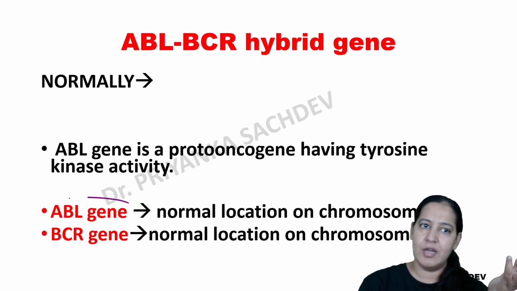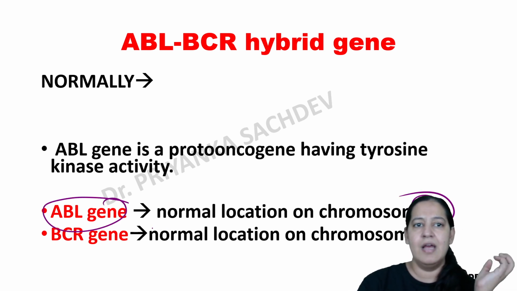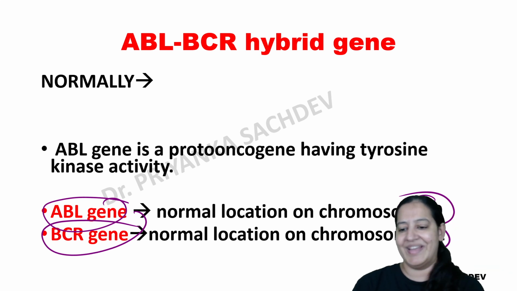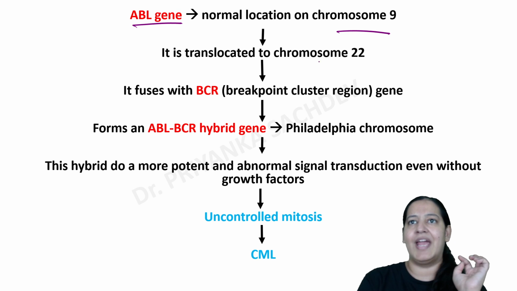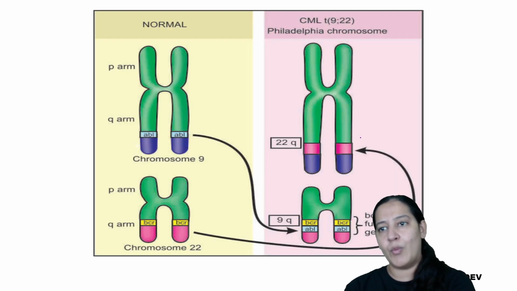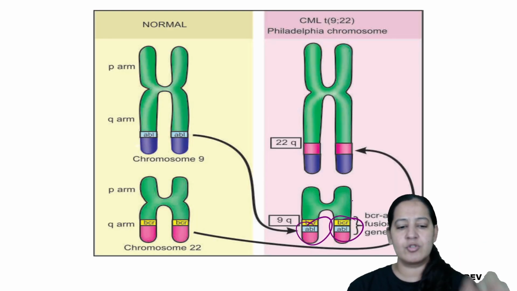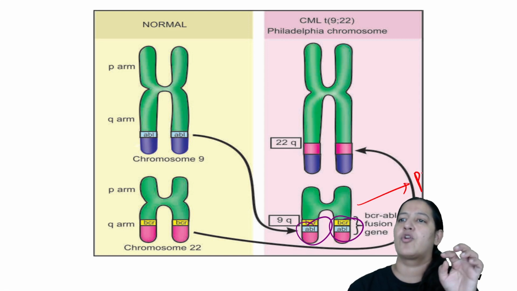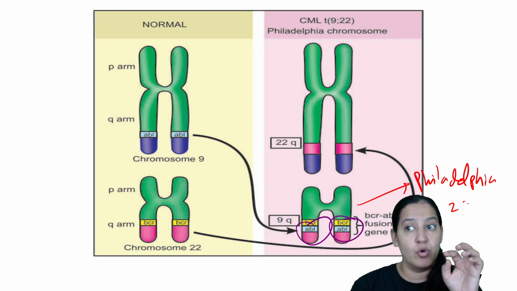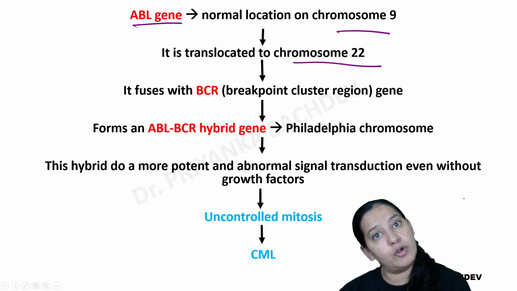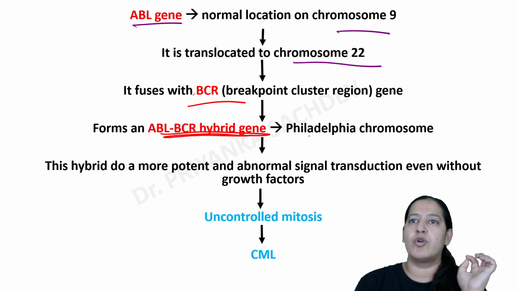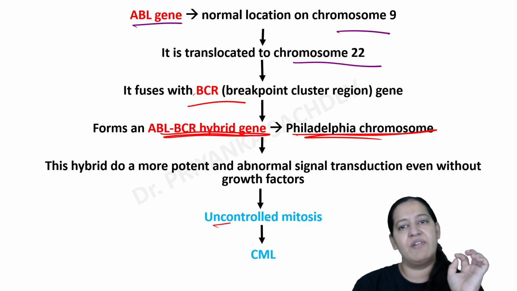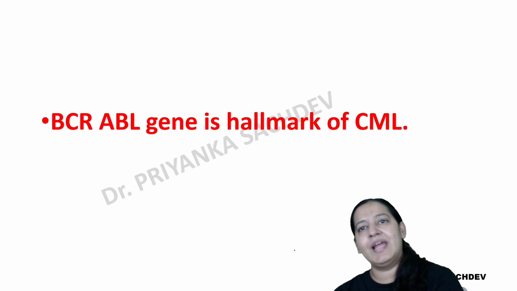So this is the theory. Normally ABL is present on 9, and normally BCR is present on 22. In translocation, ABL which is present on 9 will move to 22. So on 22, the fusion is forming. This chromosome number 22 is known as the Philadelphia chromosome. The Philadelphia chromosome is chromosome 22, not 9, because the fusion is formed on 22. BCR is already present on 22, and ABL-BCR is formed on 22, which is known as the Philadelphia chromosome, which will lead to uncontrolled mitosis, which will lead to CML.